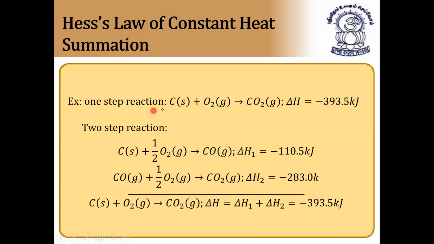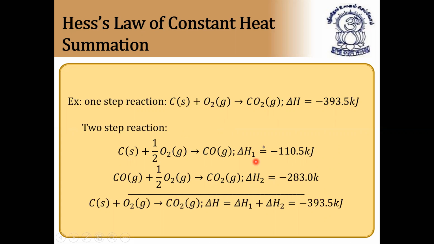Next, one-step reaction. For example, consider this reaction: carbon plus oxygen gives us carbon dioxide. Delta H is minus 393.5 kilojoules. The same reaction can be carried out in two steps. Why? Because first it should form carbon monoxide, then it should form carbon dioxide. So first you take C plus half O2 gives us CO. This delta H1 is equal to minus 110.5 kilojoules per mole. Then second step, what happens? CO plus half O2 gives us CO2.